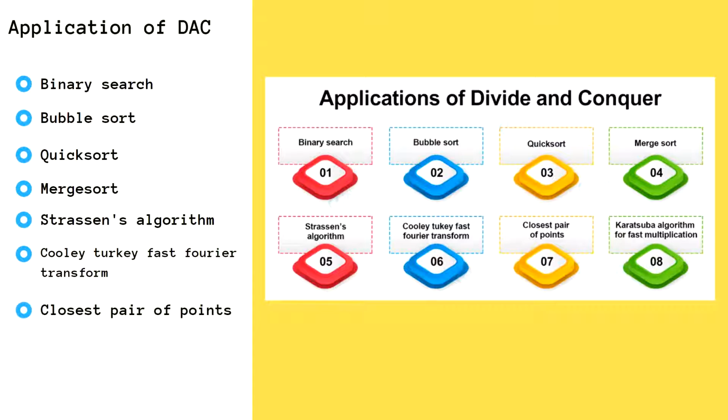Seventh is closest pair of points. This is a problem of computational geometry focusing on finding the closest pair of points in metric space, given n points, such that the distance between the pair of points is minimum. And the last is the Karatsuba algorithm for fast multiplication. Invented by Anatoly Karatsuba in late 1960, this is one of the fastest multiplication algorithms of the traditional time. It performs multiplication of two n-digit numbers in at most a single digit multiplication in general.